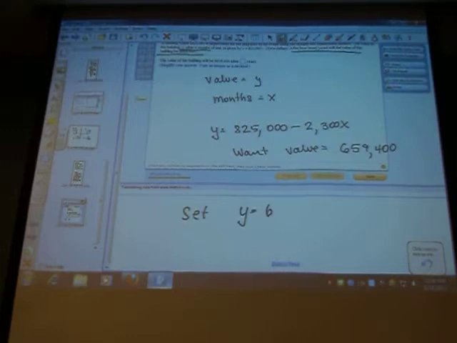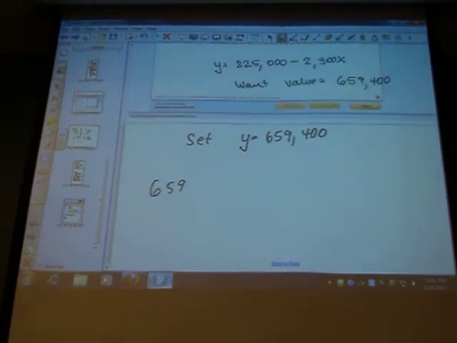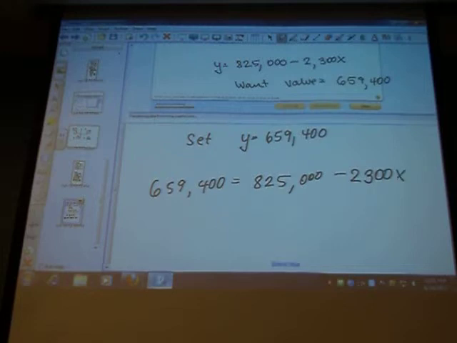set Y equal to that number. So I'm going to plug that in for Y into my equation. Okay, and then instead of trying to guess the X value, I want to actually solve this for X. So how would I solve this for X? Gotta get X by itself. Try to get X by itself, okay? So I'm going to subtract this number, 825,000, from both sides.